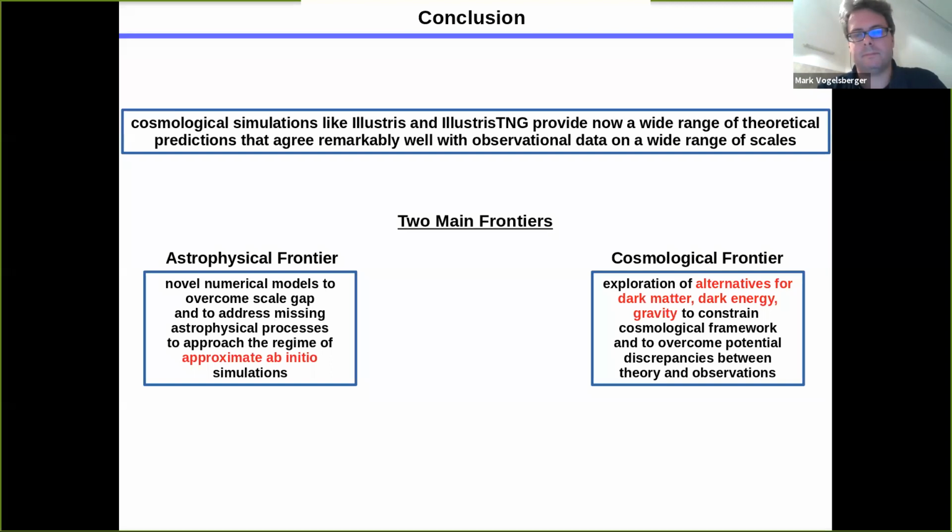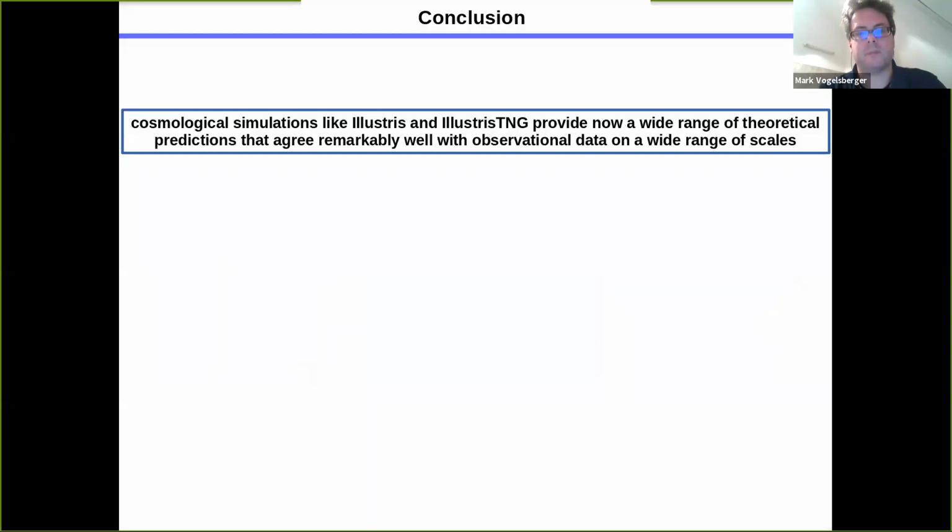Now, I think there are, beyond that, two main frontiers. I talked about this astrophysical frontier and the cosmological frontier. Astrophysical means coming up with better models, with the overall goal to get into this approximate ab initio regime, and the cosmological frontier means that I think it's important to explore alternative cosmologies with these simulations as well, and not put all your money on lambda CDM, but really keep open-minded and also explore some of these alternatives. And yeah, I stop here. Thank you.